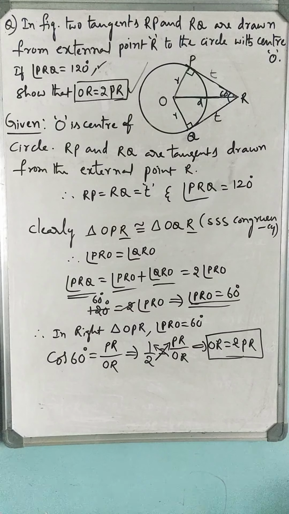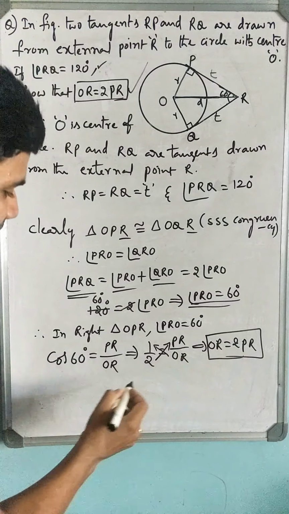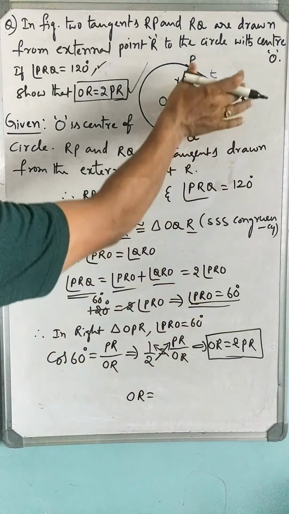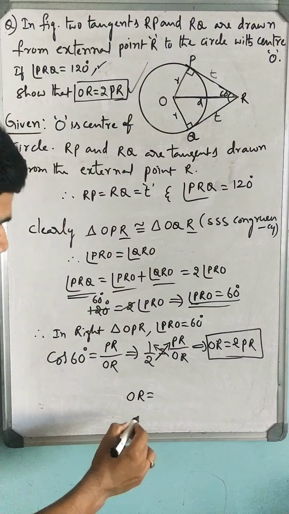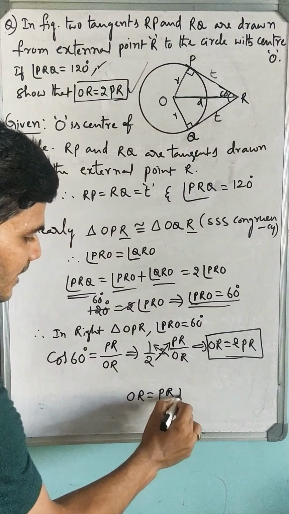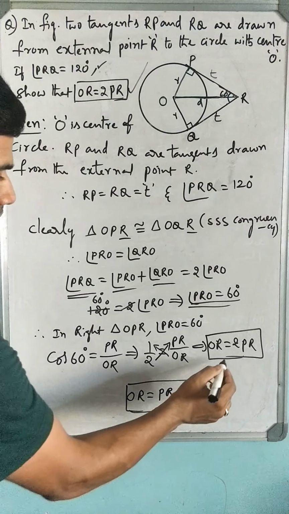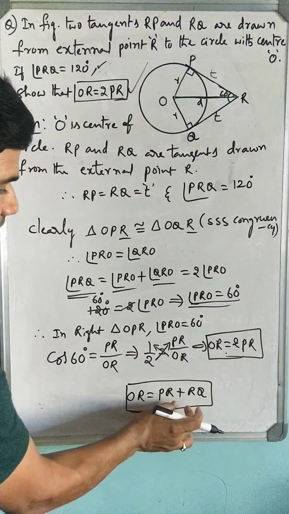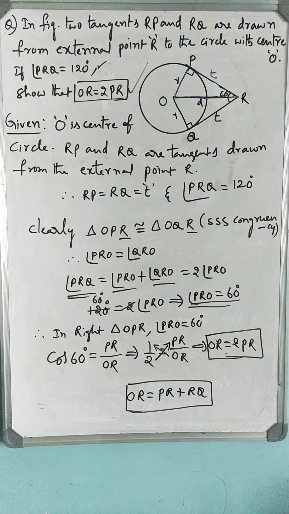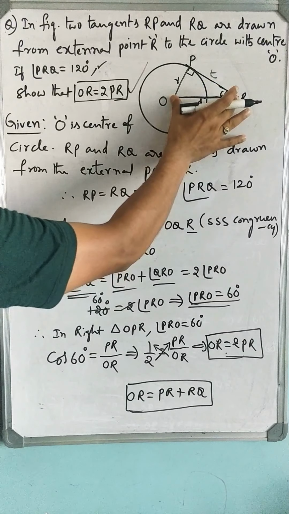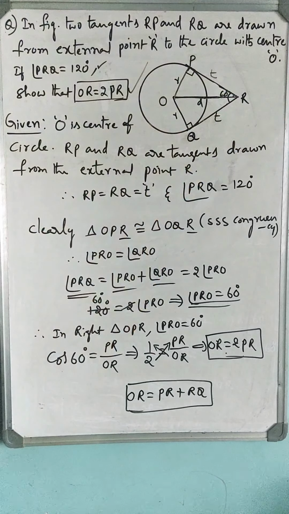And one more thing, you can observe here, you may be asked like OR is equal to sum of these two tangents because they are equal, PR plus RQ, both are same. Whether this one or this one, both are same because PR and RQ are equal. So OR, this distance from the center to the external point, is equal to sum of these two tangents. Thank you. I hope you understand.